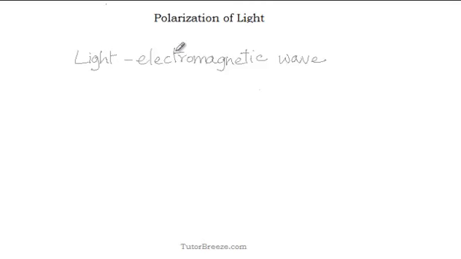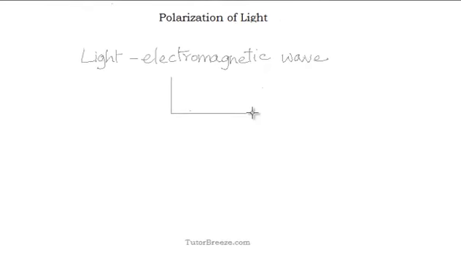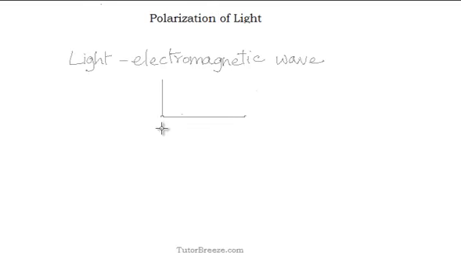For instance, say I consider this. This is the y direction. This is the x direction. And this is the z direction. So we'll just label this. Now this is the x direction, this is the y direction, and this is the z direction.